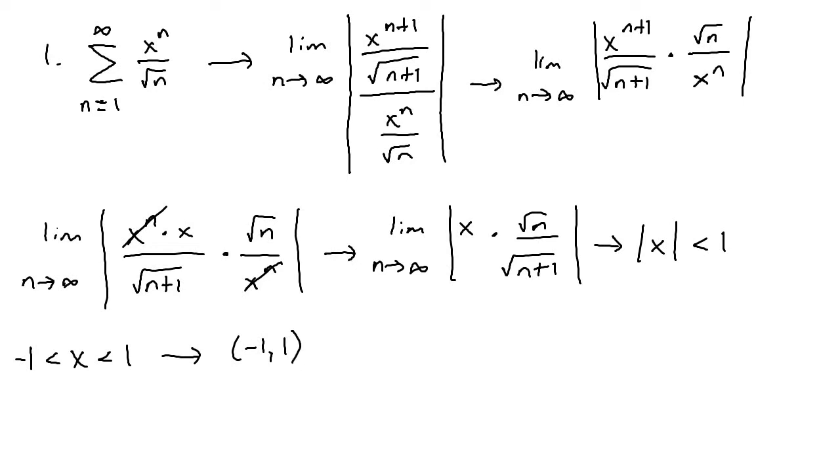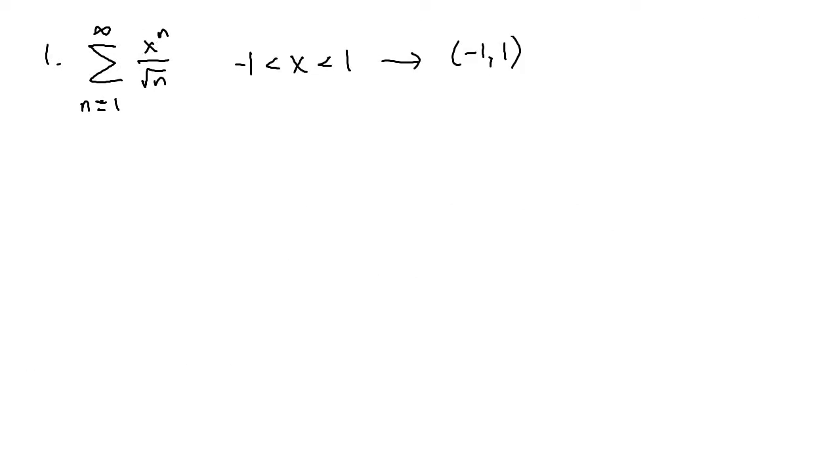So even though we know that x has to be between negative 1 and 1, what we don't know is if it can include these endpoints. So in order to test that, all we have to do is plug these endpoints back into the series for x and test the series for convergence or divergence. So I'm just going to go ahead and start with plugging in the value of 1.